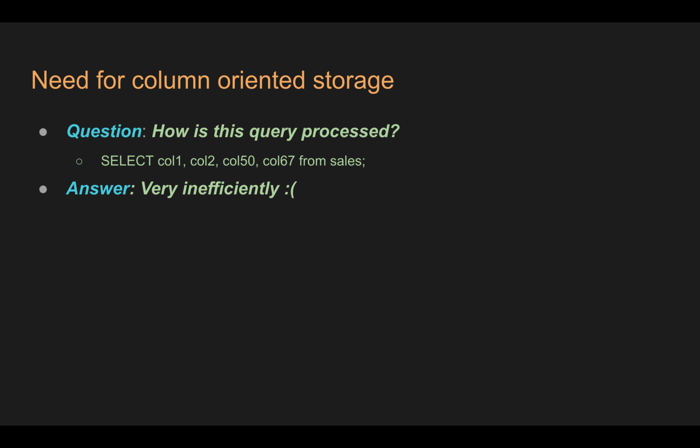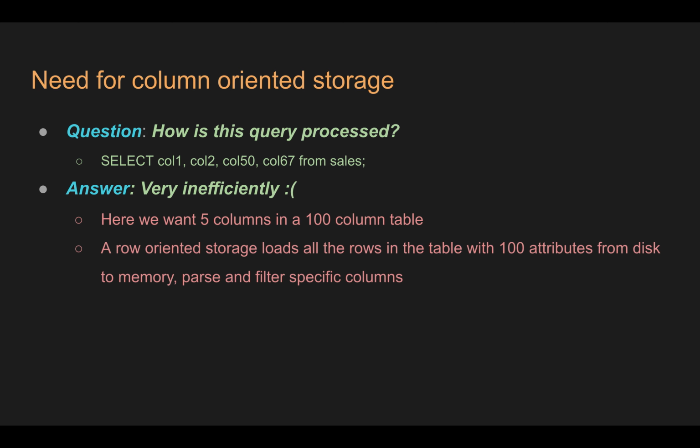In order to process a query like this, a row oriented storage engine will need to load all of these rows, and each of these rows has 100 attributes. It will load all of these rows from the disk into memory, parse them, and then filter out those that don't meet the required condition. For example, in this case we only want these 5 rows from the table. So first it will load all the rows which have 100 columns, then it will filter out only those 5 rows, and then return the result to the user. This process of parsing all the columns and then filtering can take a very long time.